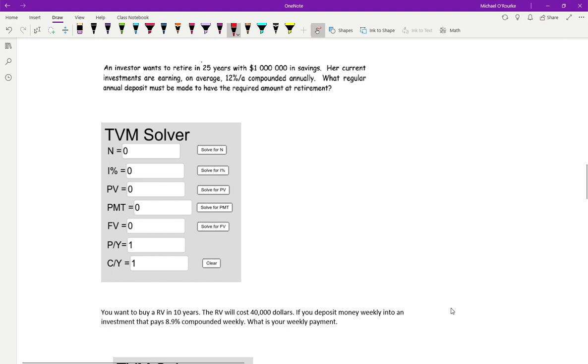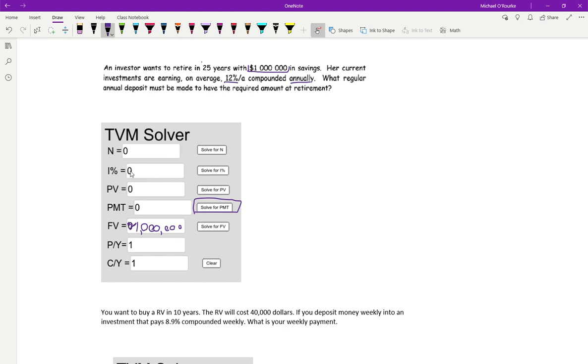Now this one's a little different. This one, I'm going to tell you what my future value is. So an investor wants to retire in 25 years with $1 million in savings. Her current investments are earning an average of 12% compounded annually. What regular annual deposit must be made? So we know what our future value is going to be. We know this is going to be $1 million. So we're looking for what her regular payment needs to be.